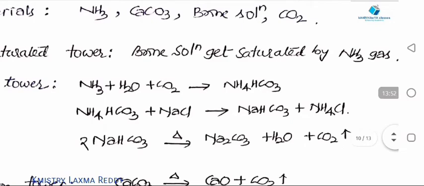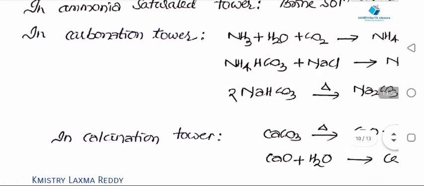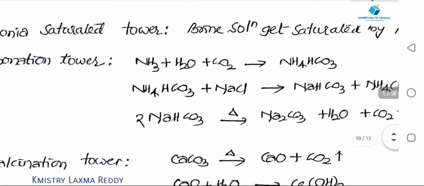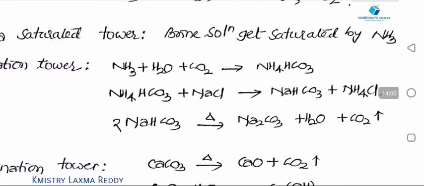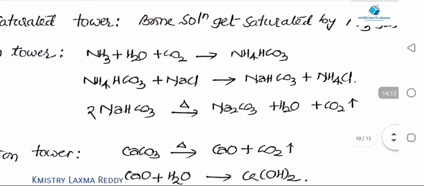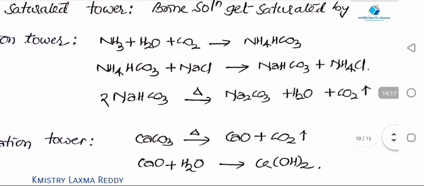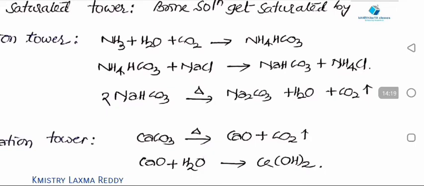Brine solution, when mixed with ammonia, is sent into the carbonation tower, where the reaction takes place like this. Ammonia, water, carbon dioxide form ammonium bicarbonate. Brine solution gets saturated, we said, no? So sodium chloride is the brine solution which reacts with this ammonium bicarbonate to form sodium bicarbonate, NaHCO3. This NaHCO3 is further heated to get Na2CO3, sodium carbonate. Very simple technique.